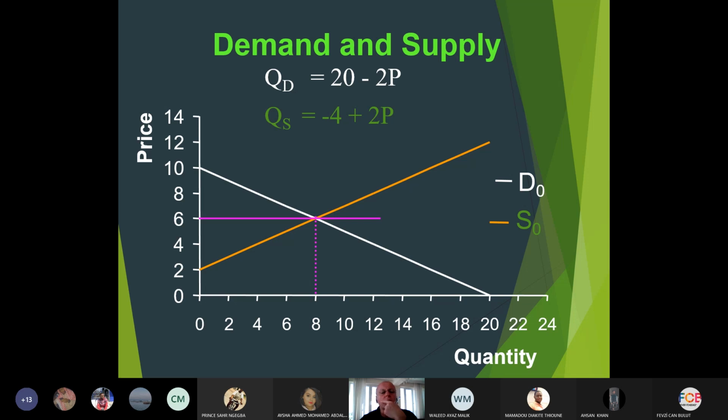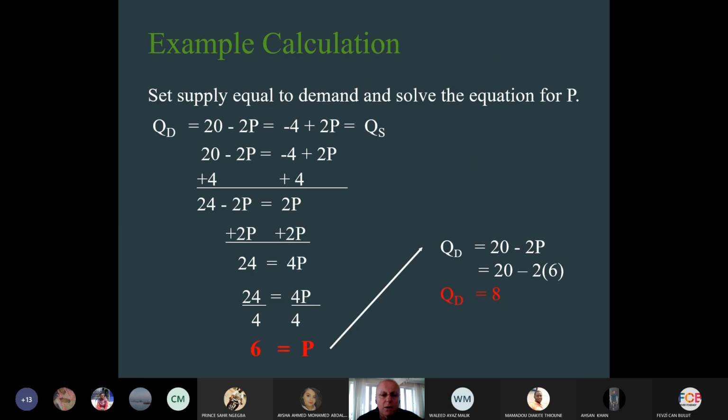Then we have to put these two equations together, which means -4 plus 2p is equal to 20 minus 2p. With this equation, where we equalize them, you will find the price, isn't it? This price that you are going to find is the equilibrium price, which is 6. Let's calculate it: 20 minus 2p is equal to -4 plus 2p. Then you are going to find p as 6. You got it? Is it clear?